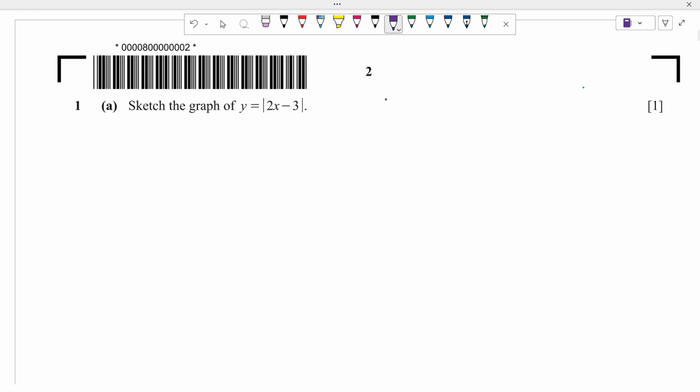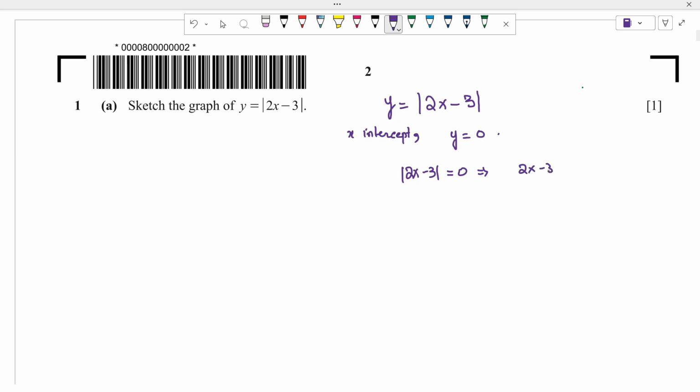So we have the equation y equals |2x − 3|. First we find the x-intercept. To find the x-intercept, we use y equal to 0. So |2x − 3| equals 0, and this is 2x minus 3 equal to 0, and in this case we have x equals 3 over 2. So x equals 3 over 2 is the x-intercept.